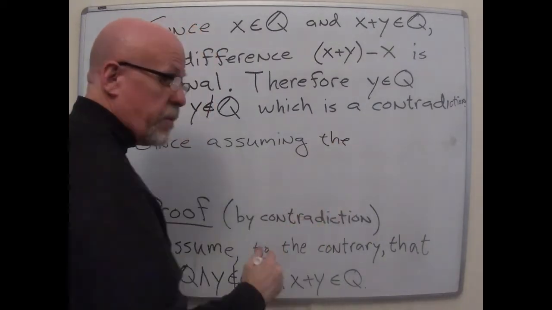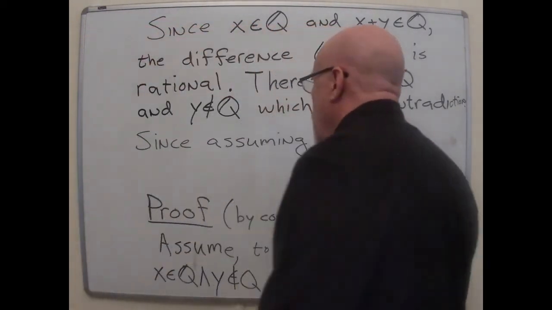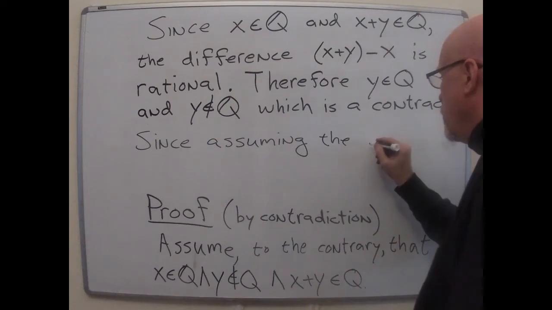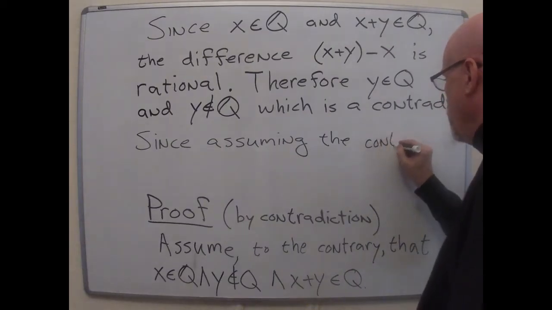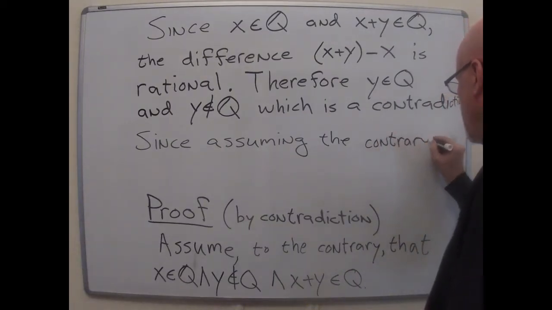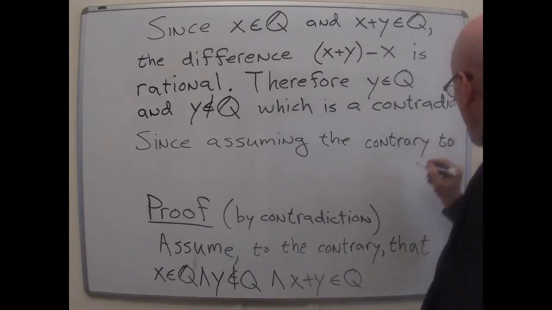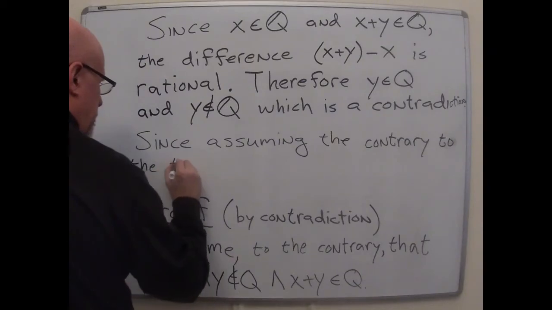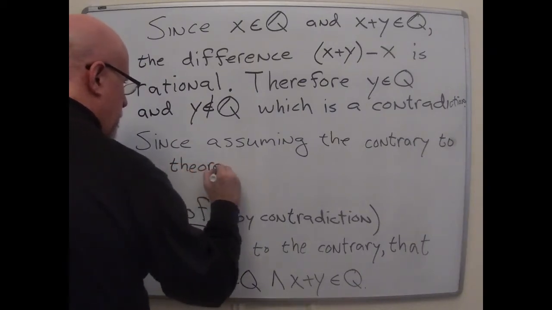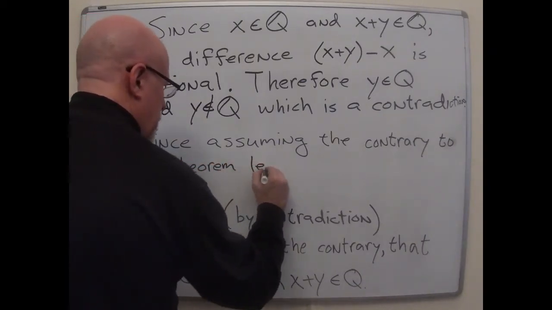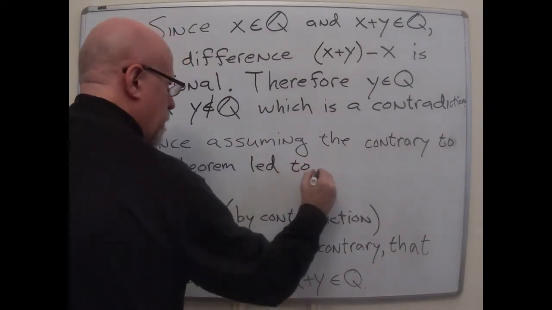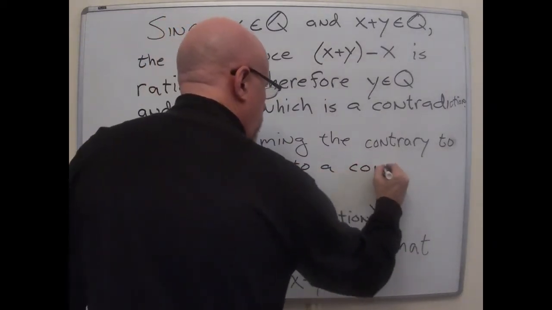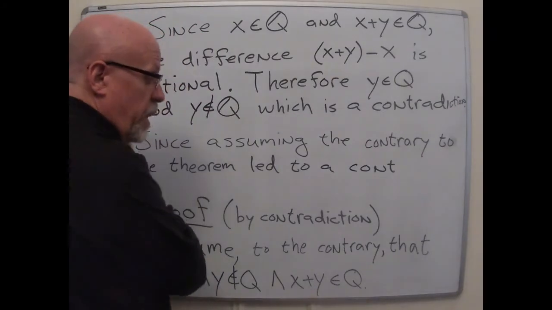There are many ways to phrase this. I'm giving you one example here. Assuming the contrary of the theorem led to a contradiction, you conclude that the original theorem is actually true.